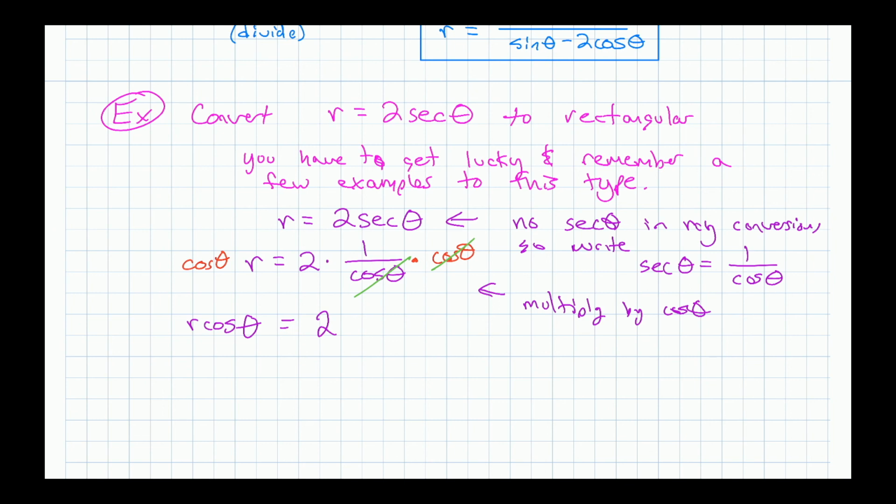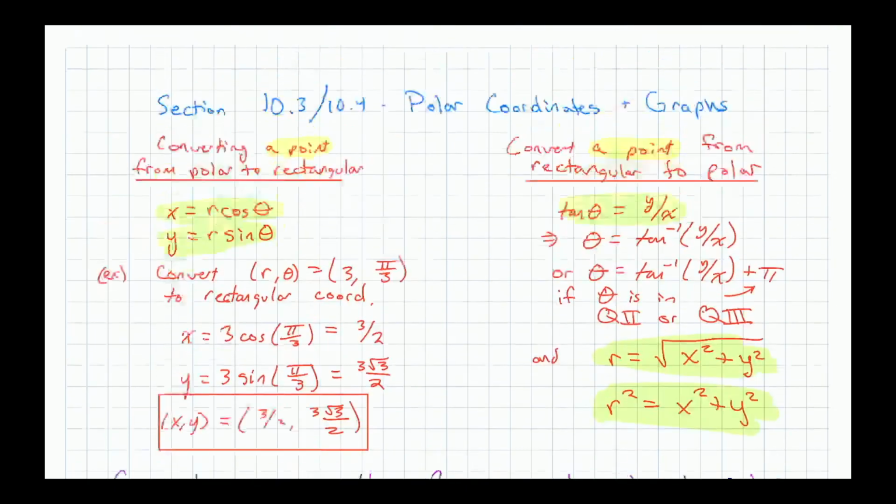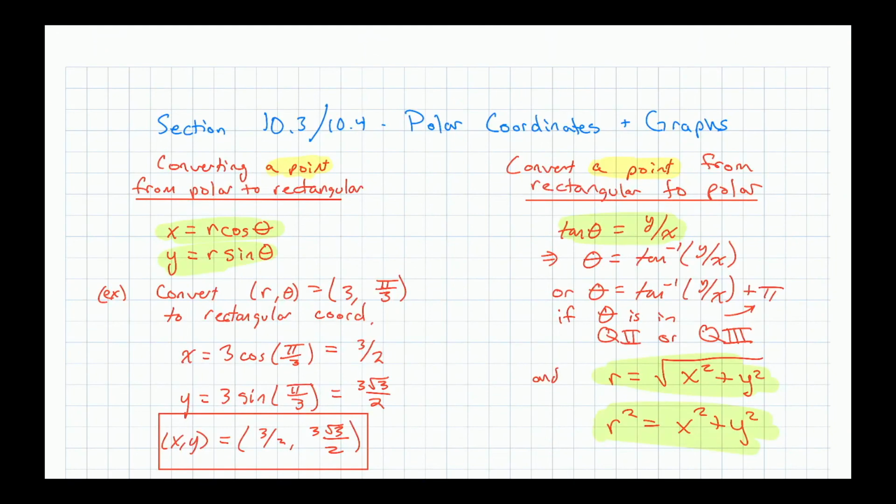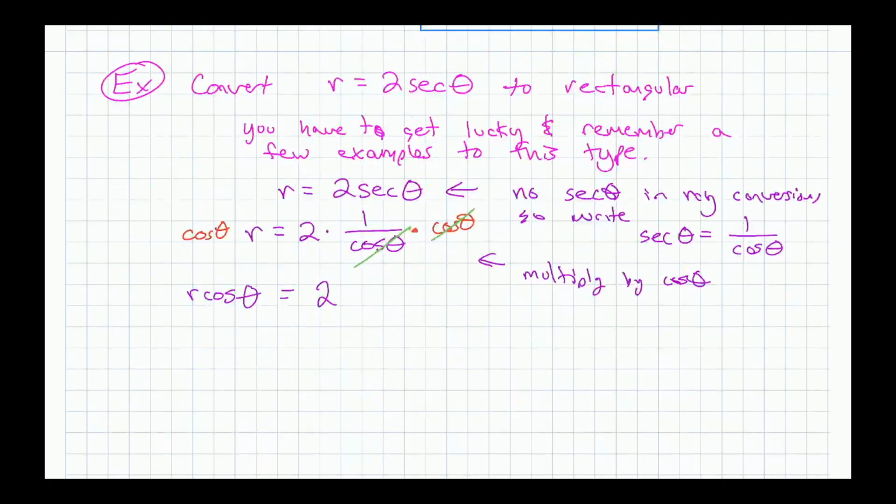We have r cosine theta equals 2. So if you look back up at your conversion factors, now you just say, well, wait. We have r cosine theta right here is equal to x. So now that we have an r cosine theta, we can replace it with an x. So we say that this is just x. So it turns out that that's actually a very simple equation. It's just x equals 2.